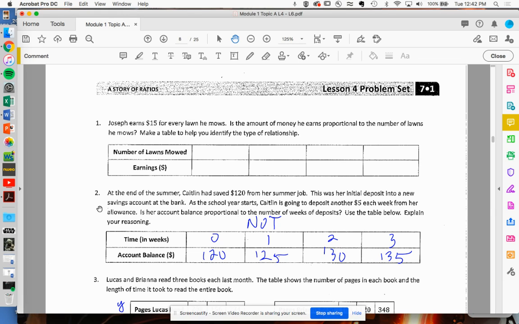So here's the deal. Today we're going to go over lesson 4. Remember, Fridays are big tests. So for lessons 1 through 6, but lesson 6 is kind of a review, nothing new. We'll go over lesson 5 today in a little bit.